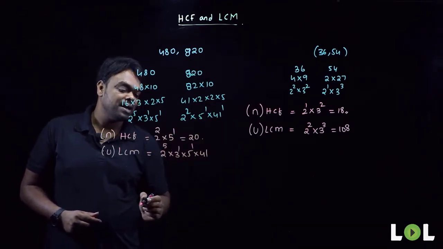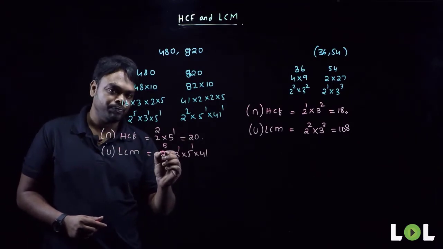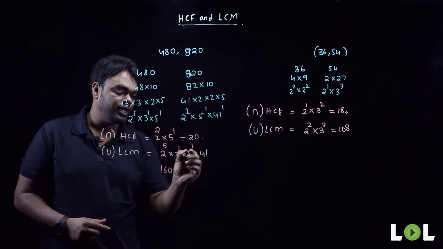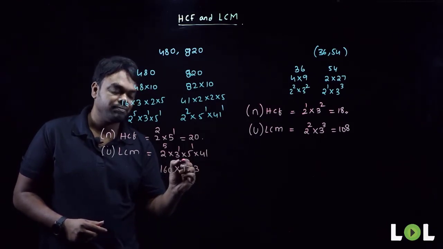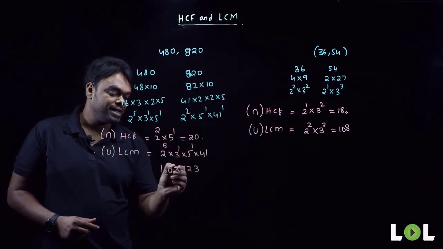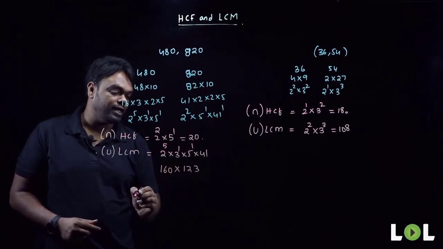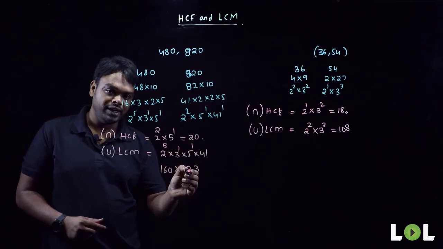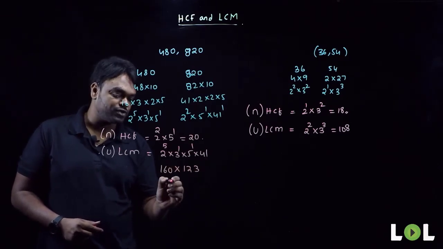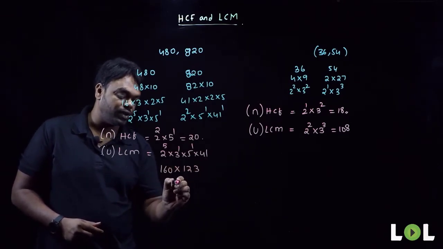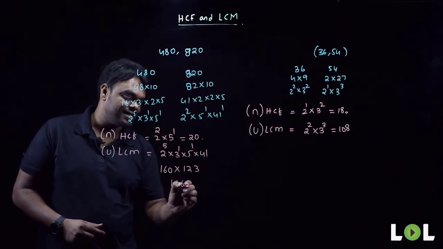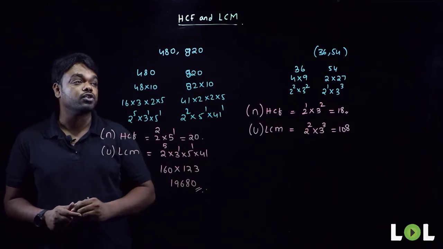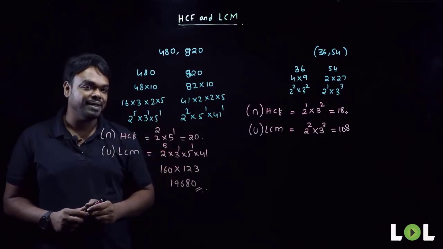So if we do this multiplication, 32 into 5 is 160, into 3 into 41 is 123. So if I multiply this further, 1600 plus 320, that is 1920 plus 48, 1968. One extra 0. This must be the LCM of both 480 and 820.